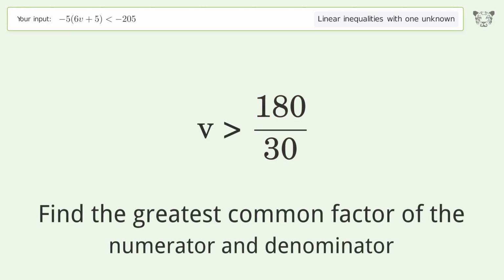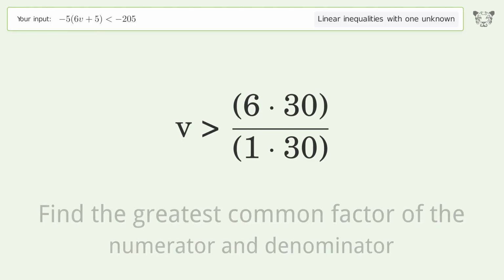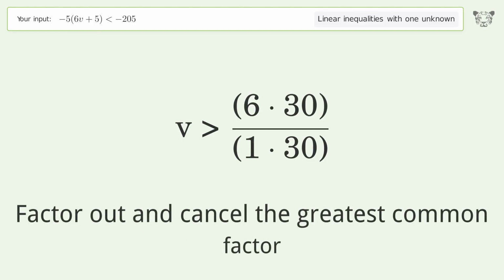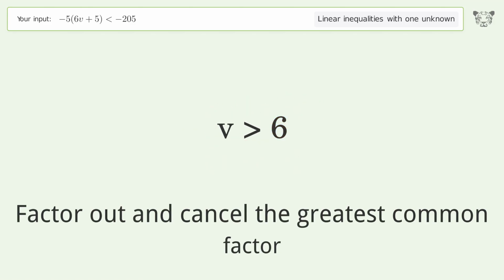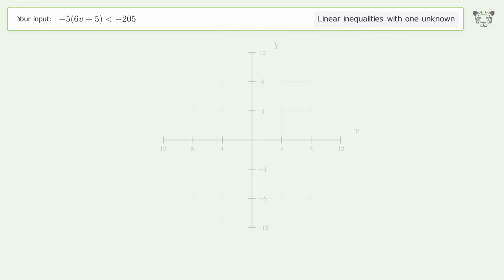Find the greatest common factor of the numerator and denominator. Factor out and cancel the greatest common factor. Plot the solution on a coordinate grid. And so the final result is v greater than 6.